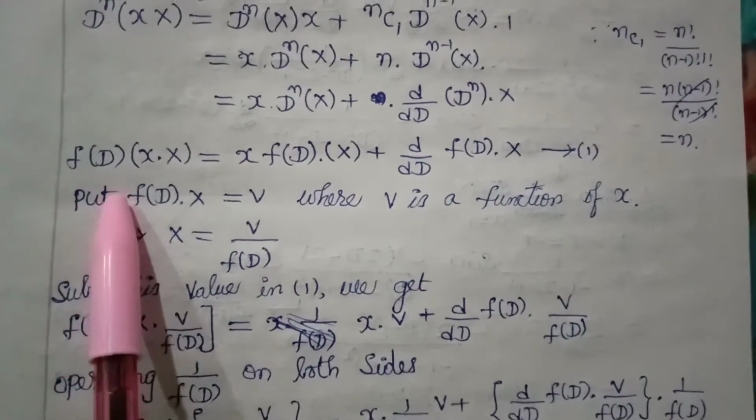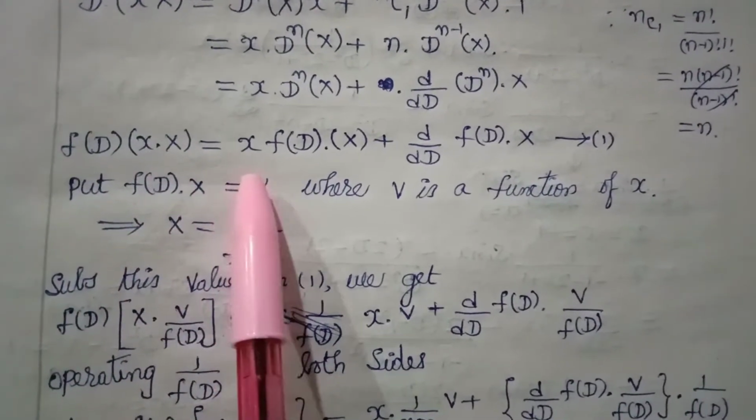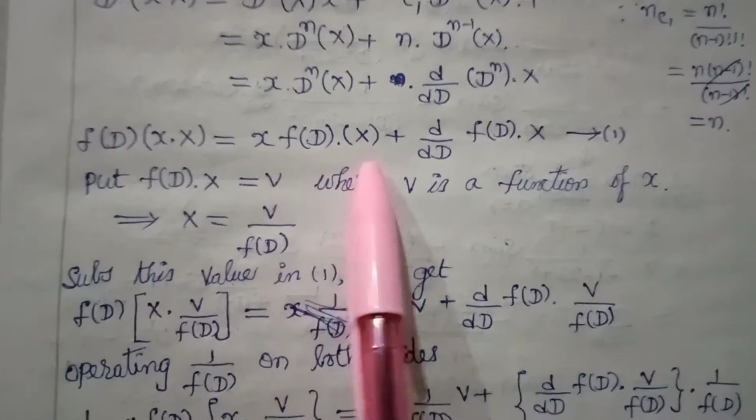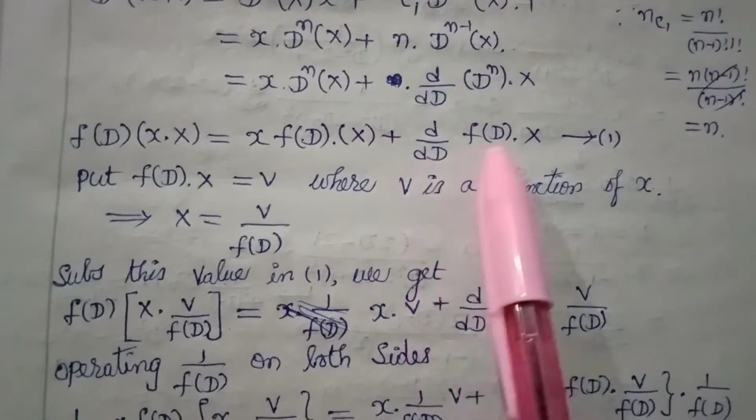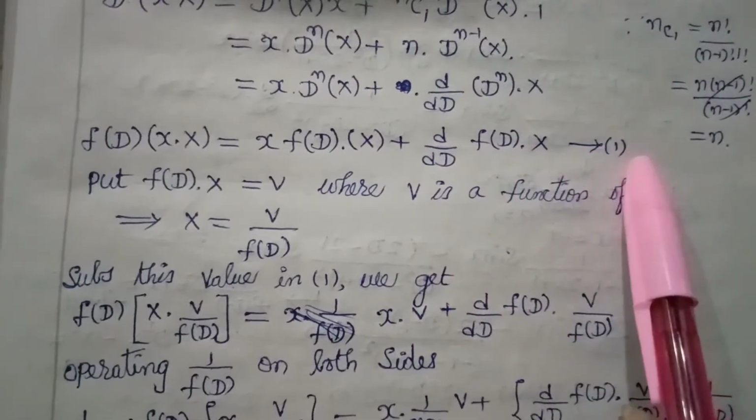So our equation becomes x into nth derivative of capital X plus d by dD of nth derivative of capital X, which can be written as function of D. So we get f of D of x into X is equal to small x into f of D into capital X plus d by dD of f of D into capital X. Let's call this equation 1.